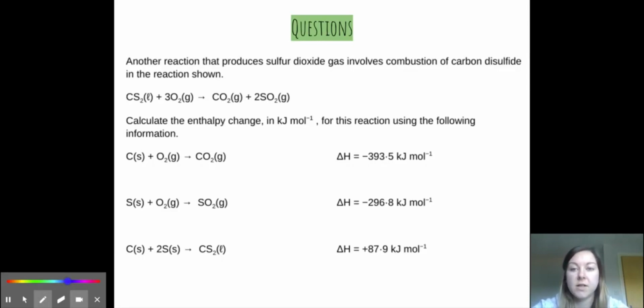So this question says, another reaction that produces sulfur dioxide gas involves combustion of carbon disulfide in the reaction shown. So we're given our target equation at the top, and we are asked to calculate the enthalpy change in kilojoules per mole for this reaction using the following information. So we have 3 combustion equations and 3 combustion values from the data booklet.